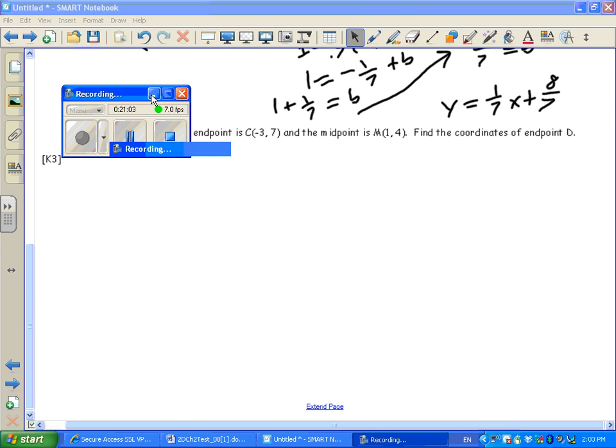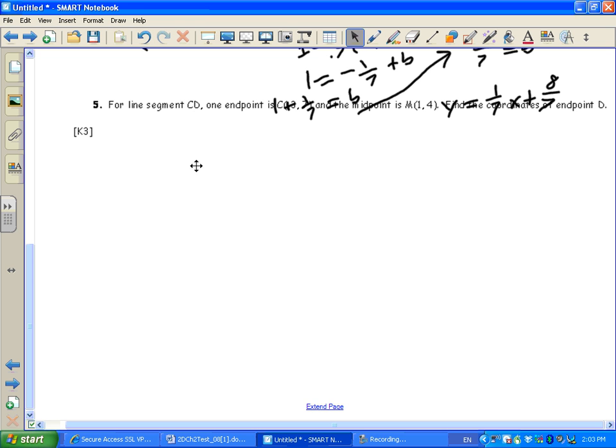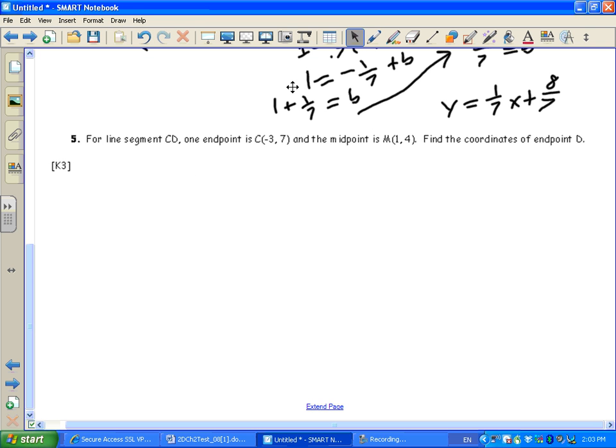Okay, minimize. Question 5. For the line segment CD, scroll back, there you go. One endpoint is negative 3 and 7, and the midpoint is 1 and 4. We need to find the coordinate of D. Okay? So what we're going to do here is we need to figure out, first of all, how far the distance is between our first 2 points. Push pause for a sec.